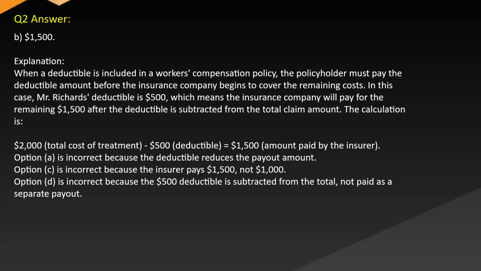Option A is incorrect because the deductible reduces the payout amount. Option C is incorrect because the insurer pays $1,500, not $1,000. Option D is incorrect because the $500 deductible is subtracted from the total, not paid as a separate payout.